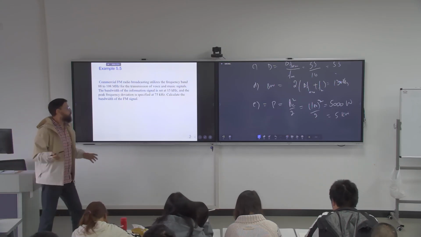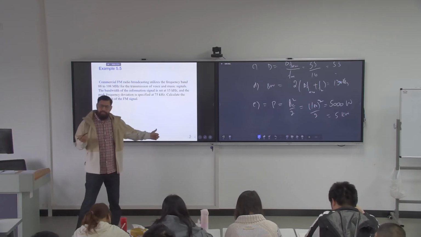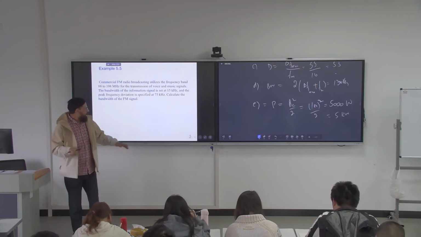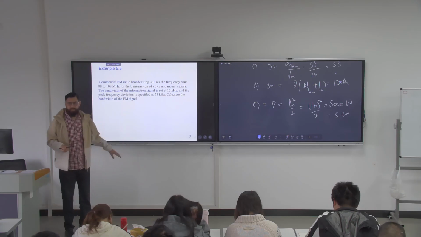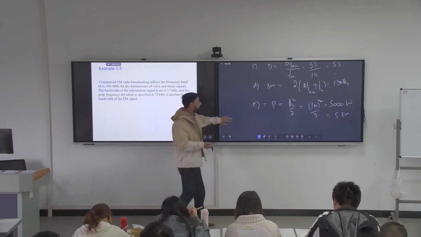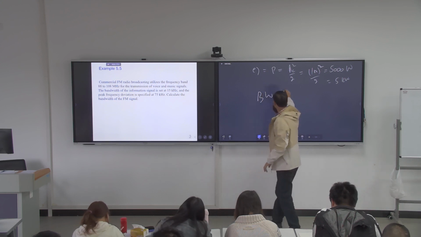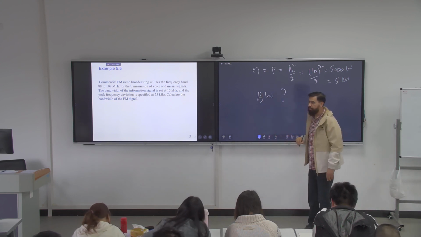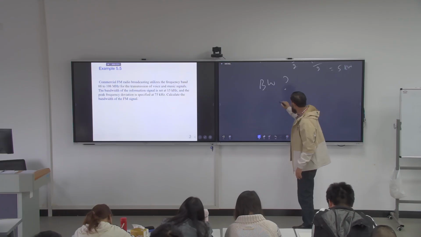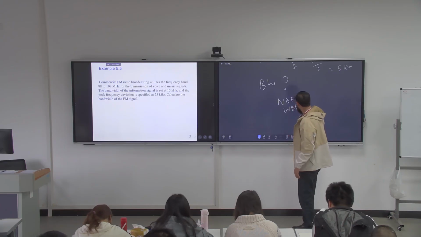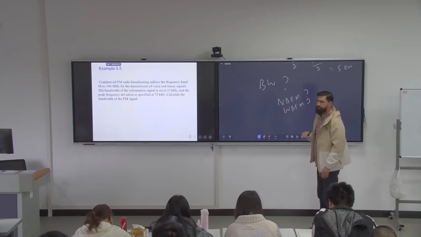So now the first question is, is it a wide band or a narrow band? Then I will be able to calculate the bandwidth, right? The question is to find the bandwidth, but I need to know, is it a narrow band frequency modulated signal or a wide band frequency modulated signal? First of all, I need to answer this.